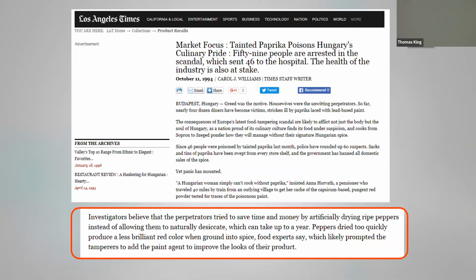And here's a news article telling about the contamination from the Los Angeles Times. Investigators believe the perpetrators tried to save time and money by artificially drying ripe peppers instead of allowing them to naturally desiccate, which can take up to a year. Peppers dry too quickly and produce a less brilliant red color when ground in spice, food experts say, which likely prompted the tamperers to add the paint agent to improve the looks of their products. So they didn't want to wait for the spices to dry, so they added the lead chromate to make it look like they were ready to sell. Next slide.